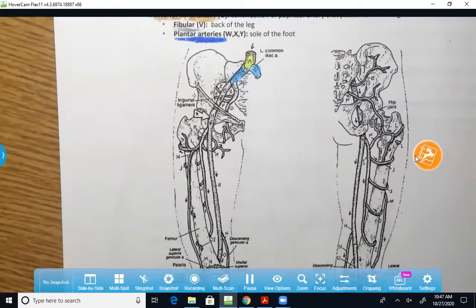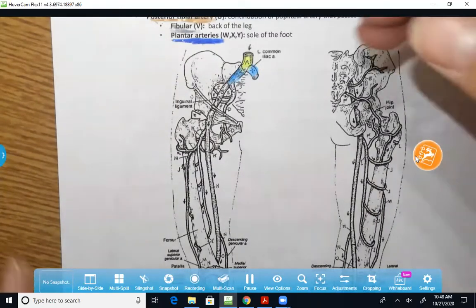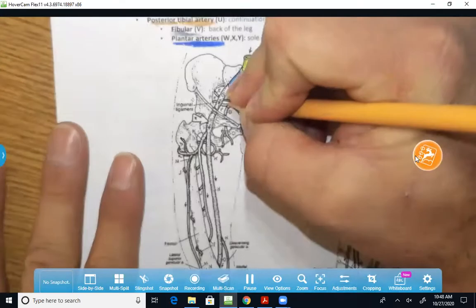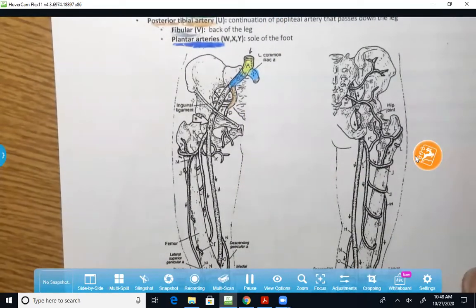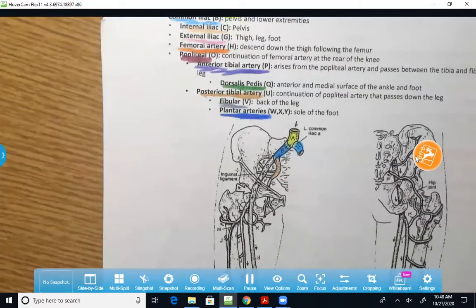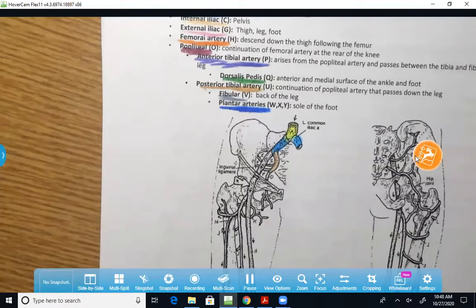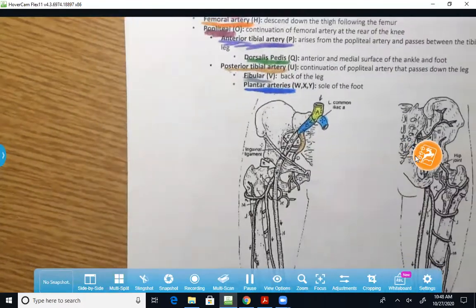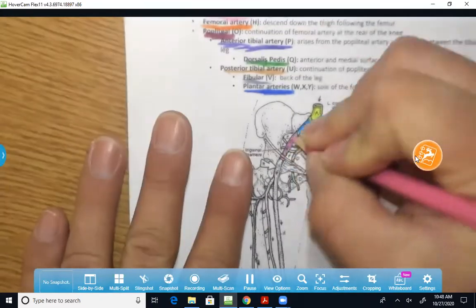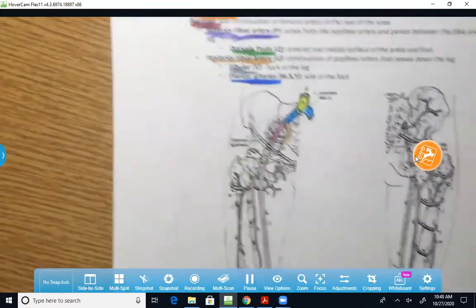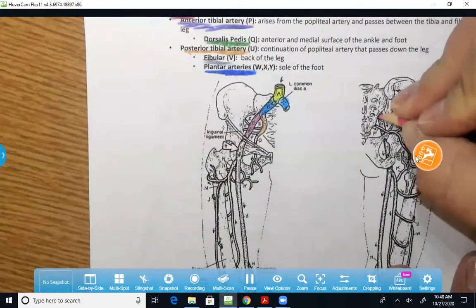Common, just like in our neck, forks. The kind of less important of the two for our purposes, letter C, the internal iliac. Right there, letter C, not that important compared to your external iliac, which happens to be the first one that we see in our posterior view.